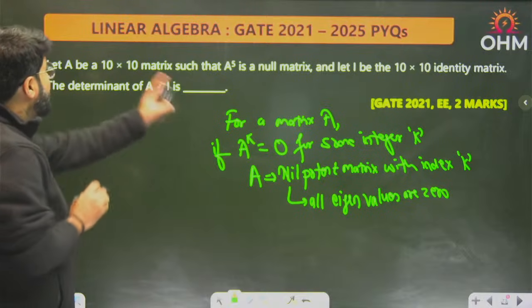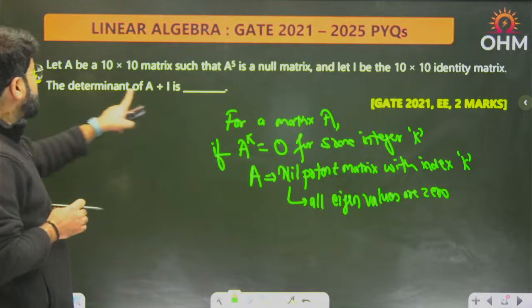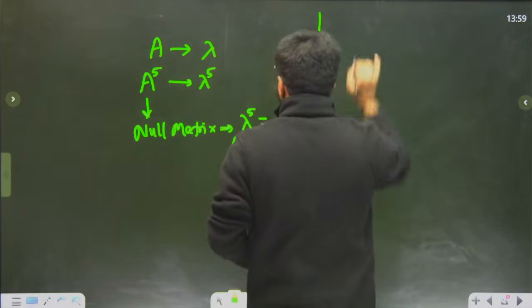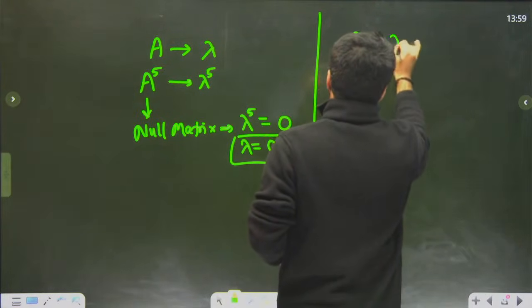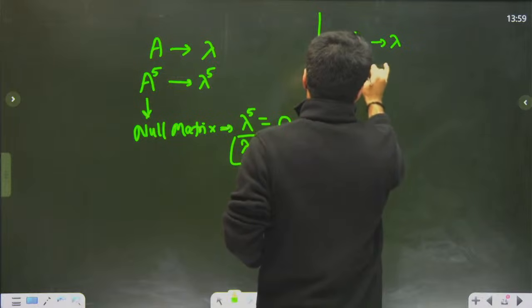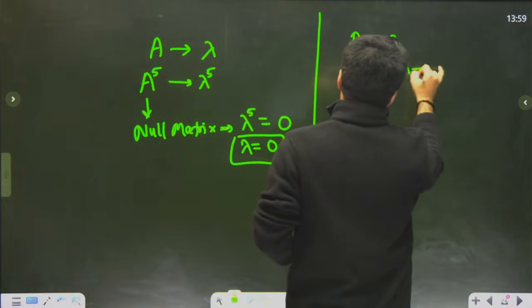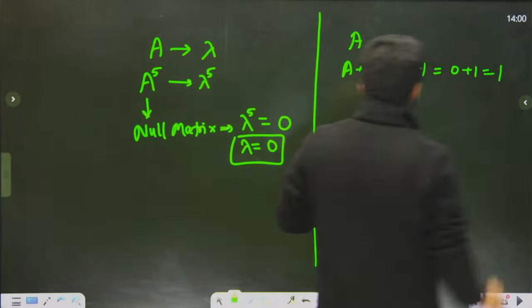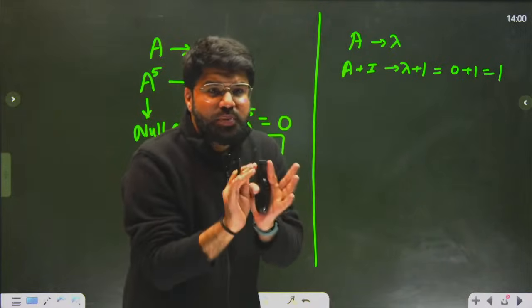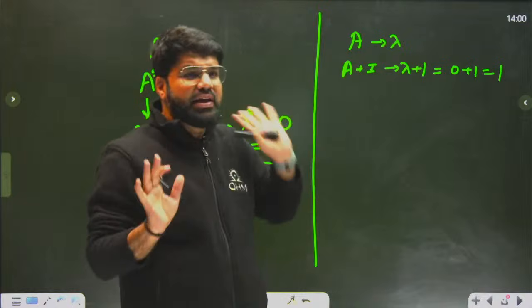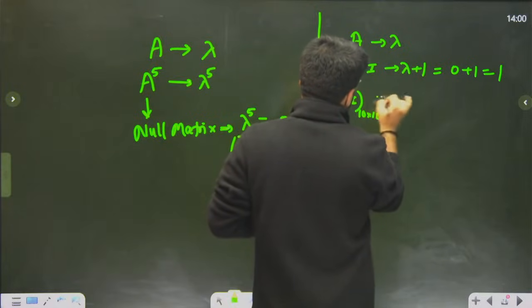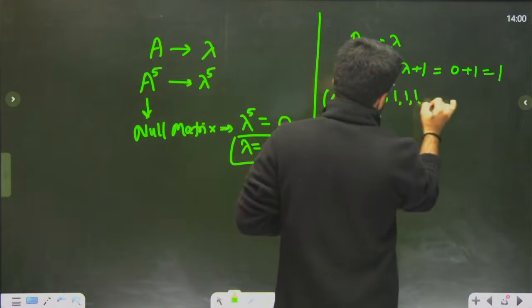Now, the question is, A is a 10 cross 10 matrix. What is the determinant of A plus I? Now, the next point: if A has the eigenvalue lambda, A plus I will have the eigenvalue lambda plus 1. But what will be lambda? 0. So 0 plus 1 is 1. That means for A plus I, because it's a 10 cross 10 matrix, all eigenvalues will be 1.